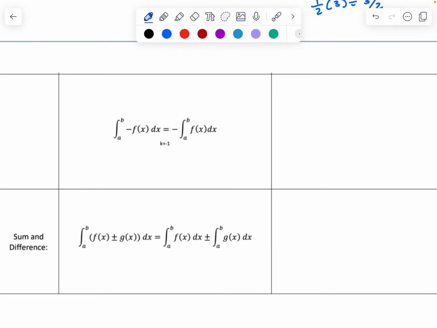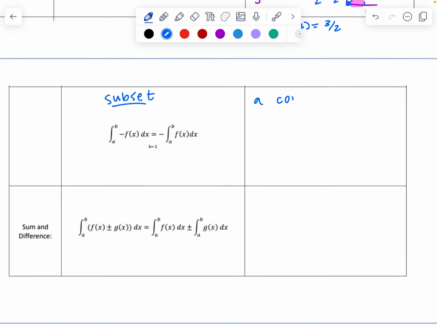Okay. This next one is kind of a subset of the constant multiple rule. This is the same idea. If there's a negative inside the integral and you don't want to deal with it, that's essentially just a -1, so you can just pull it out front. So that's it. The big idea for these ones, if you want it in words, is that a constant factor can be moved across the integral sign.